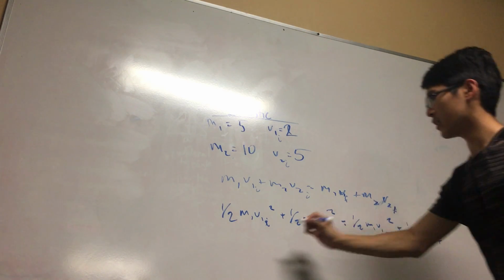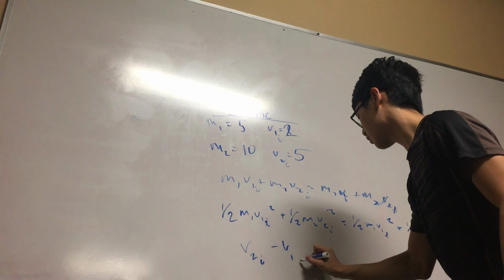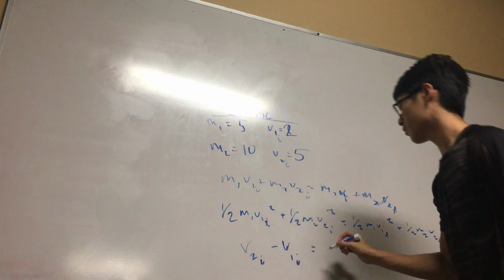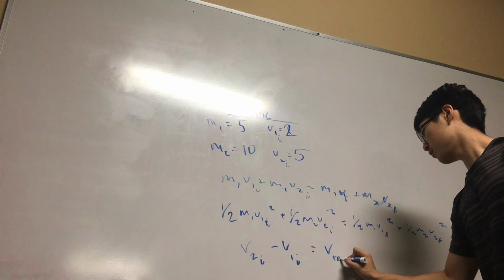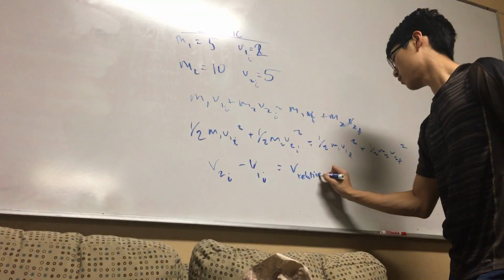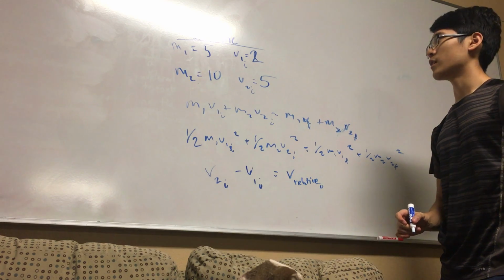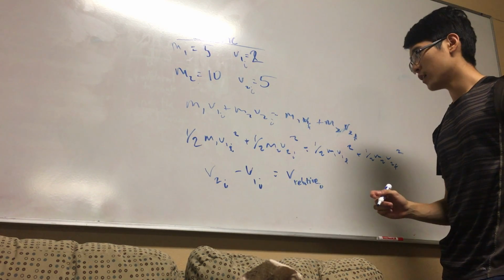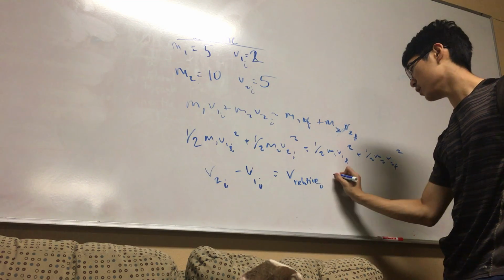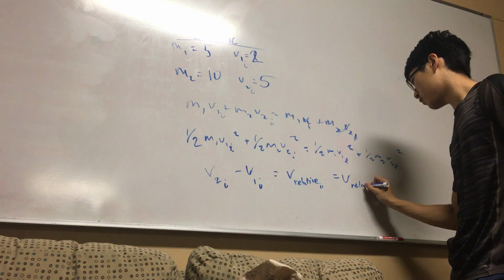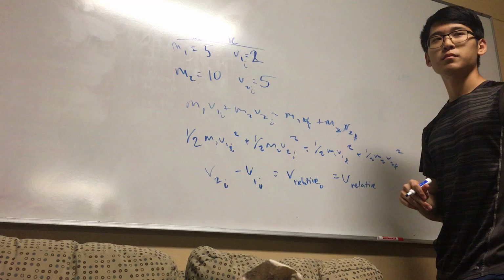So let's say v2 initial minus v1 initial, right? This is equal to the relative velocity, so I'm going to call it v relative initial. That'll be 3, right? And the thing about elastic collisions is that the relative velocity initial has to be equal to the relative velocity final. Is that a property just for elastic? Only for elastic collisions, right?